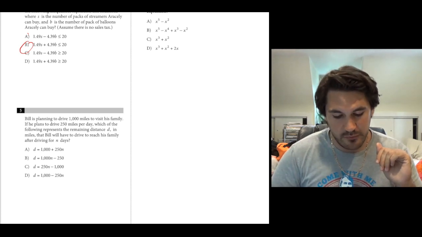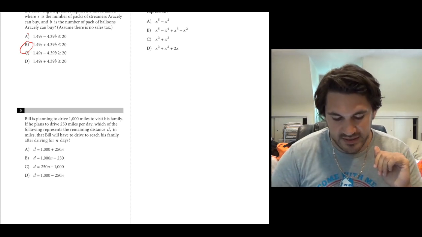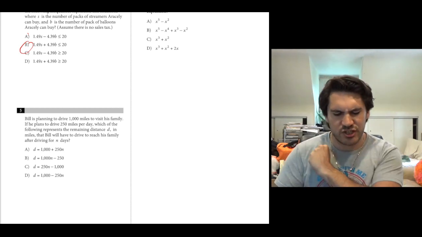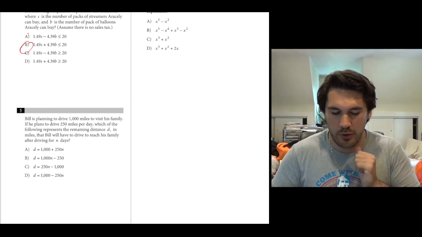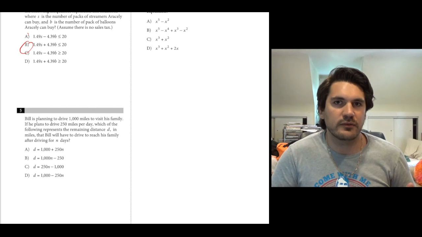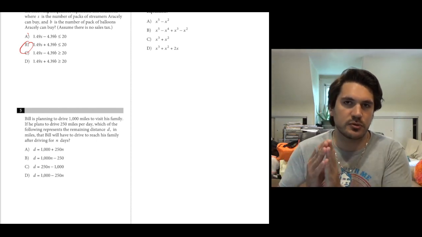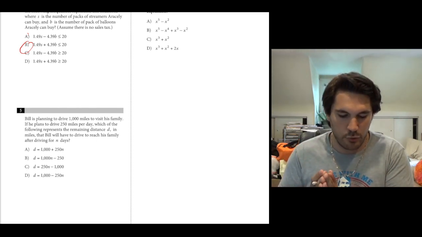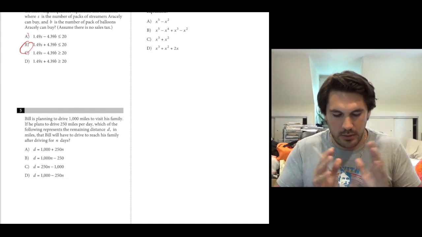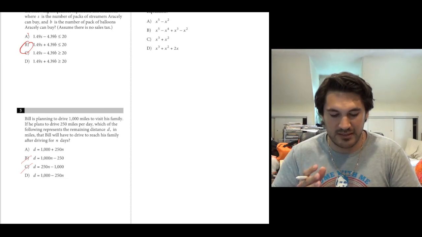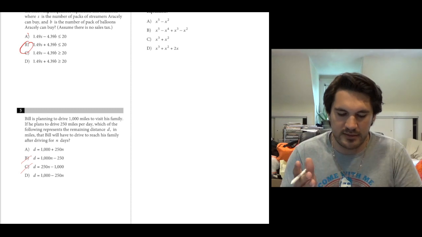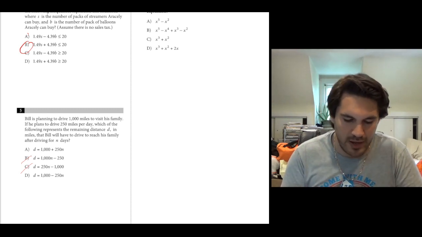If he plans to drive 250 miles per day, which of the following represents the remaining distance d in miles that Bill will have to drive to reach his family after driving for n days? Well, to get the remaining number, we have to take how many he started with and subtract what he drives. So he started with 1,000, so B and C are out. And then if he drove 250 miles per day, that's essentially the slope, and we have to subtract it like we said, right? So A doesn't make sense because A is adding, so the answer has to be D.